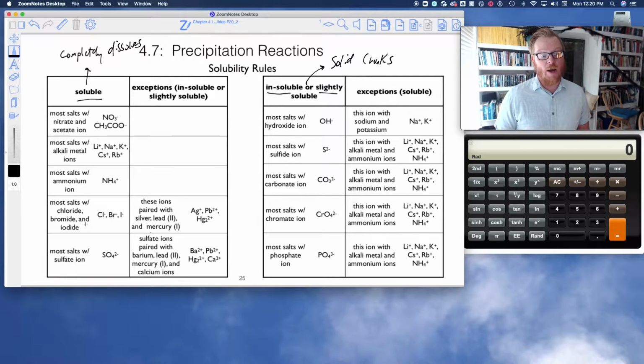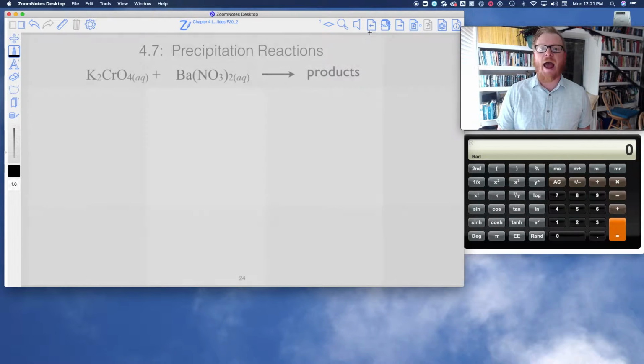Most salts with chloride, bromide, or iodide. So for example, NaCl, sodium chloride, will always be soluble, so it will completely dissolve. But what about silver chloride? Silver chloride will be insoluble or slightly soluble. And what that means is silver chloride will make solid precipitates. It'll make solid chunks, okay? So let's go back to this now.